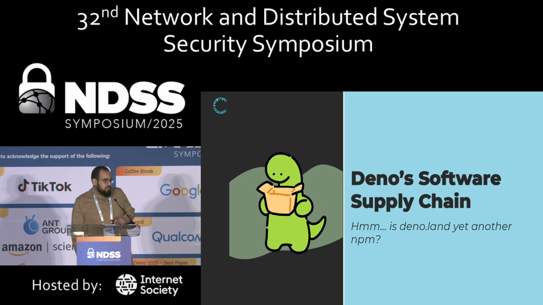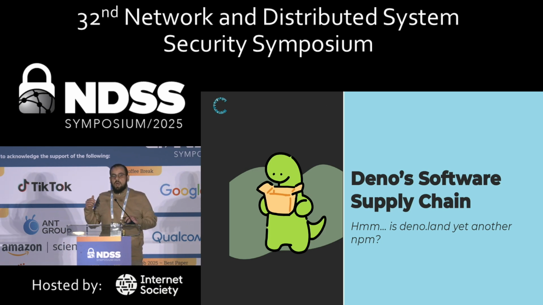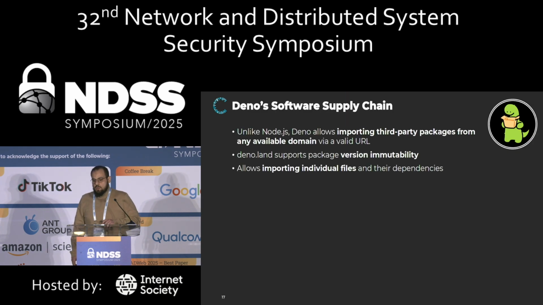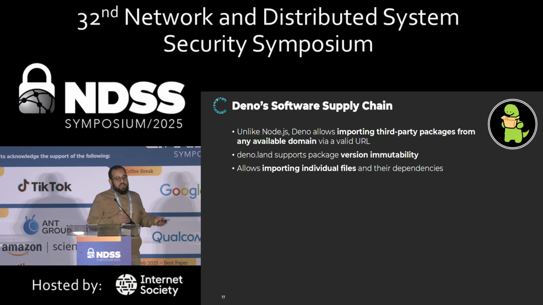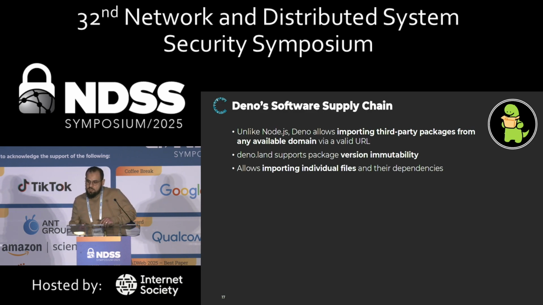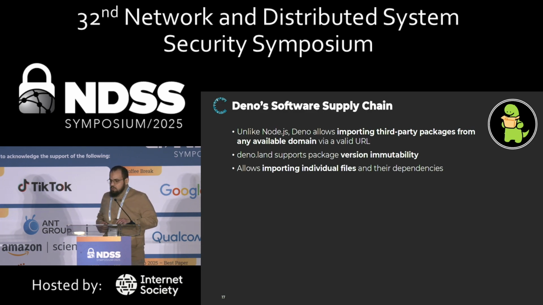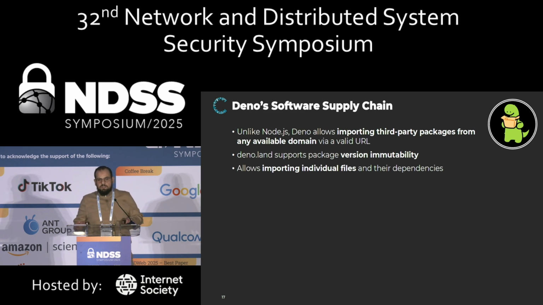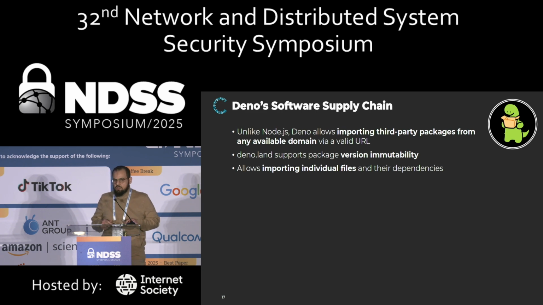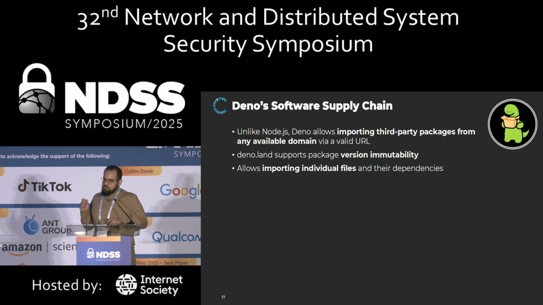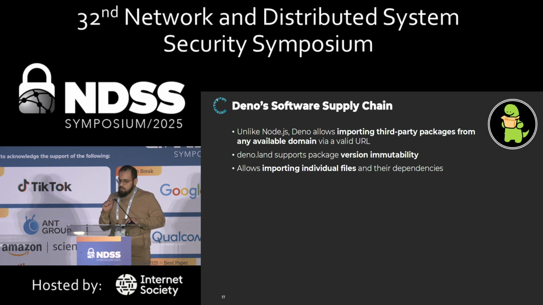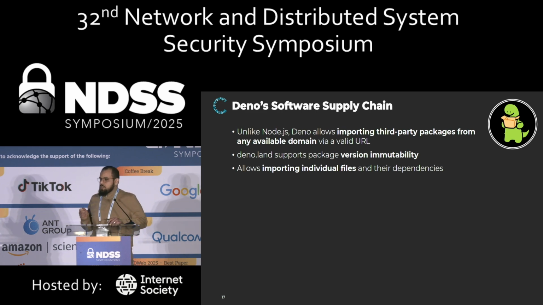The third aspect of our study is to evaluate the security of the Deno software supply chain. The Deno software supply chain, learning from the Node.js and NPM mistakes, allows importing third-party source code packages from any available domain through any valid URL. It also has deno.land, the main contributor to the distributed supply chain for Deno, which has package version immutability.